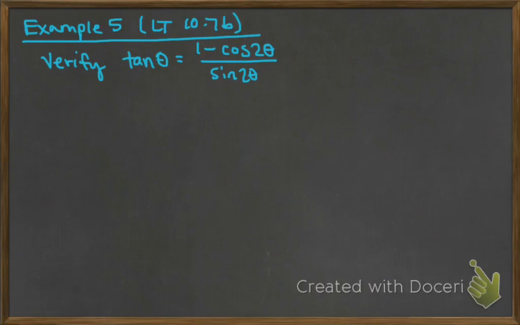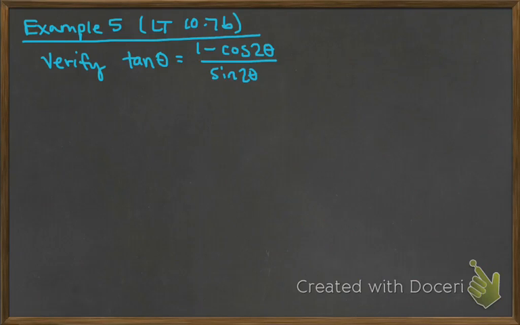So now let's look at one where we have to verify, because that learning target 10.7b was both simplify and verify using the double and half angle formulas. This example says to verify that tangent of theta equals 1 minus the cosine of 2 theta over the sine of 2 theta. So I'm going to go ahead and start with the right side just because that's the more complicated side. There's a lot of places I could go with just a plain tangent.